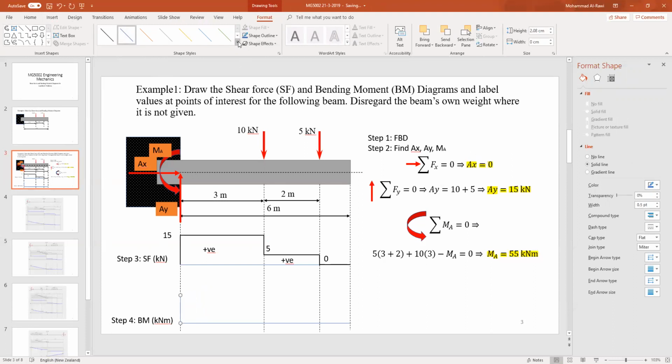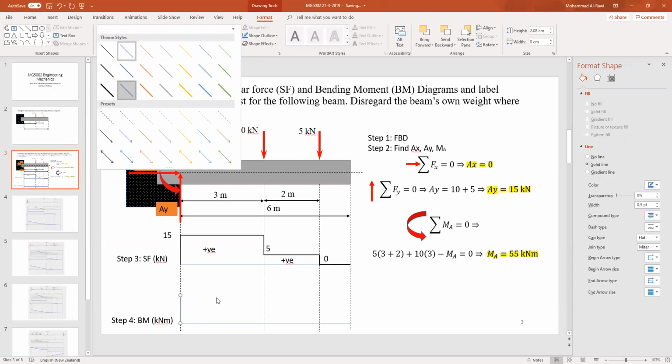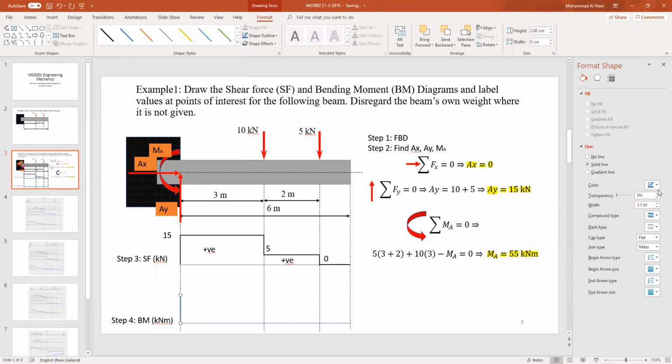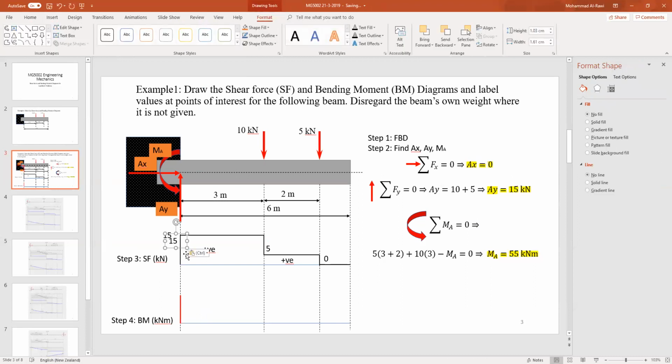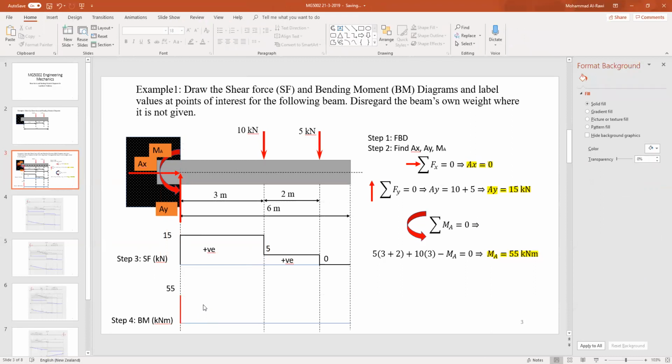Make it darker so we can see, maybe a different color. Make it red. Now, this is 55 kilonewton meters. Excuse my scale, because of the limitation of the PowerPoint, I don't have enough space to do it. So I don't need to do anything here. Now, what's happened? That's the maximum bending moment we got in this diagram.